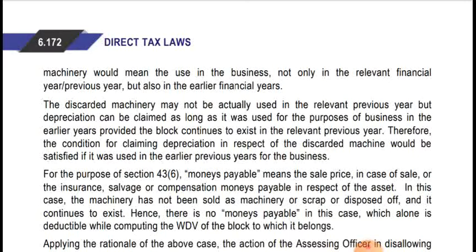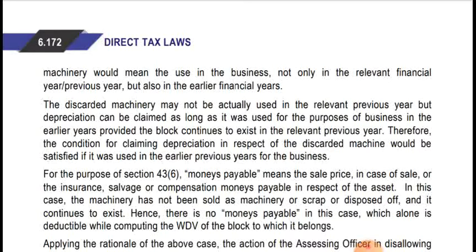The discarded machinery may not be actually used in the relevant previous year, but the depreciation can be claimed as long as it was used for the purpose of business in the earlier years, provided the block continues to exist in the relevant previous year. So the block continues to exist, and in the earlier years it was used for the business or profession, so he can claim the depreciation on that discarded machinery.